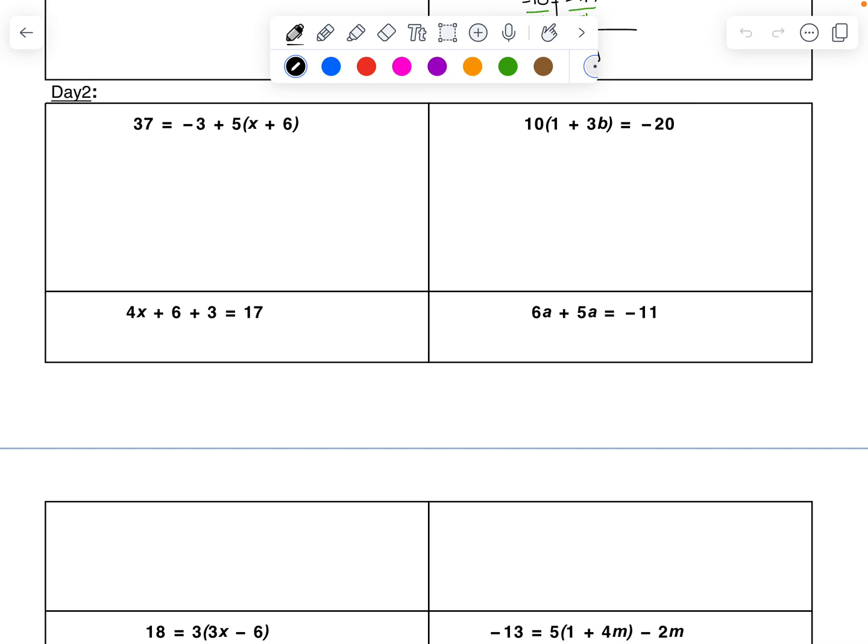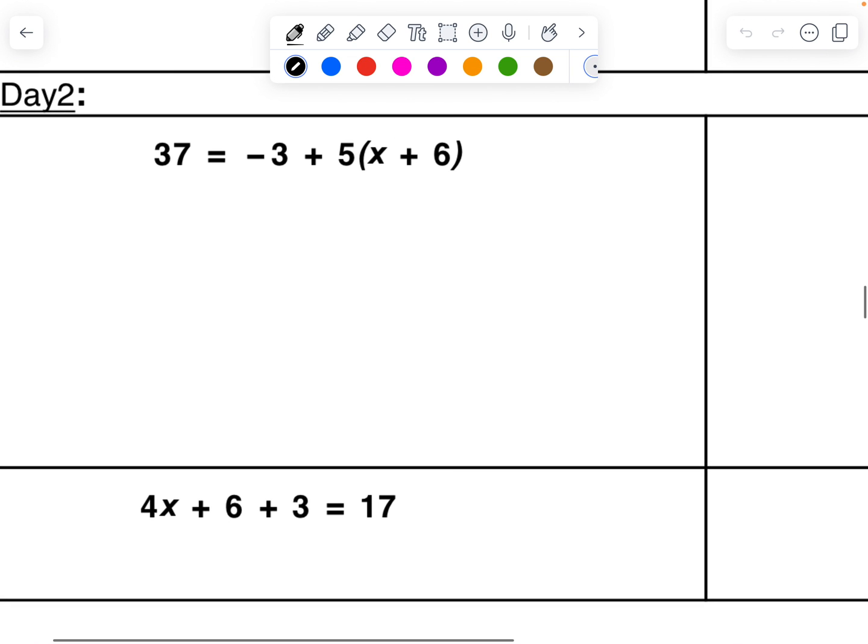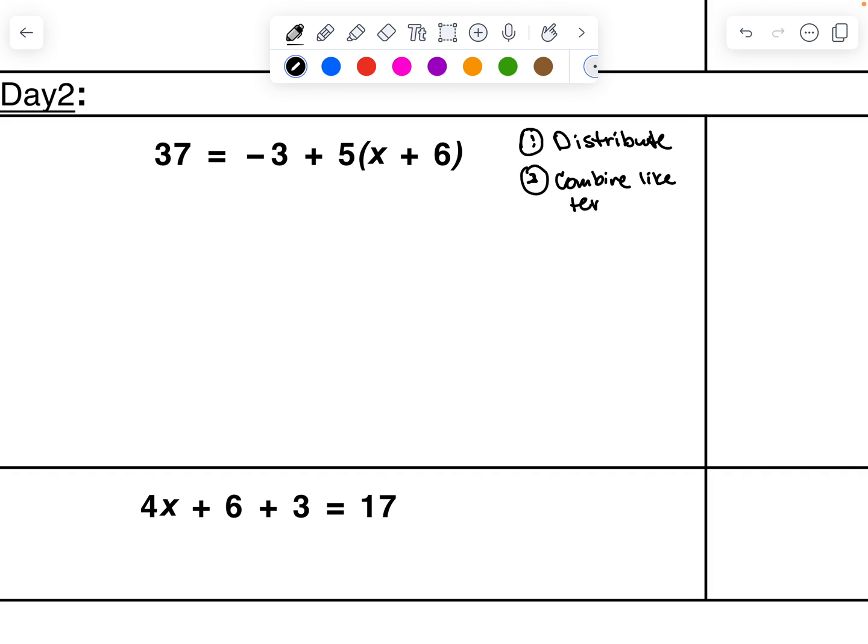We're going to be looking at day 2 of solving a multi-step equation, the same thing that we had yesterday. We're going to distribute first, combine like terms, add, subtract, and then multiply, divide.